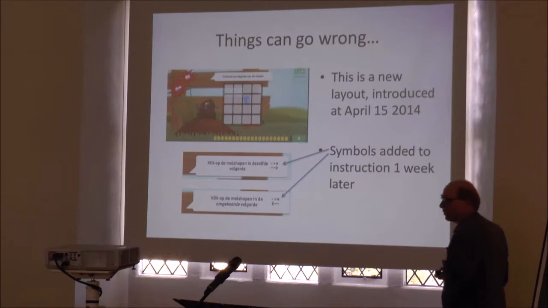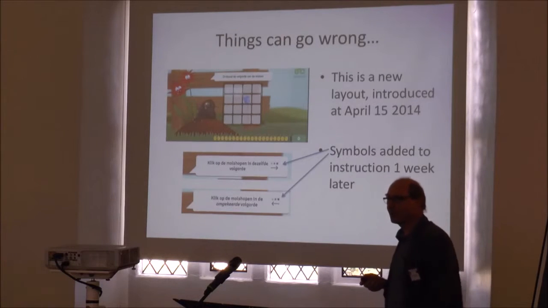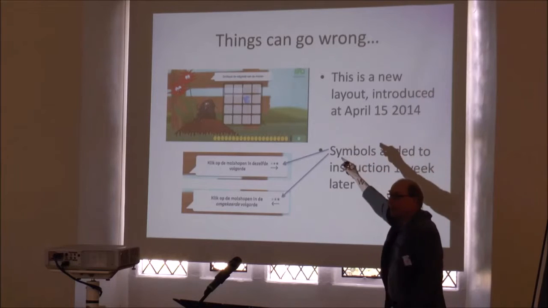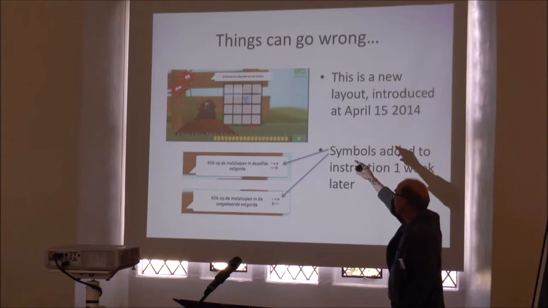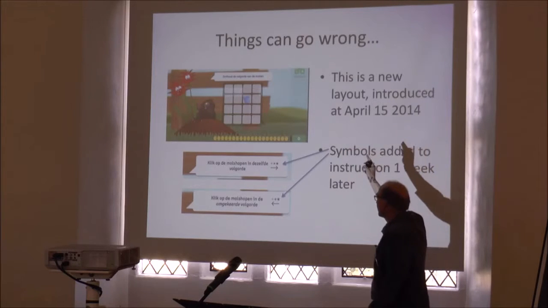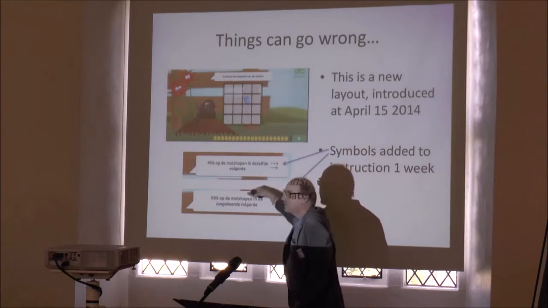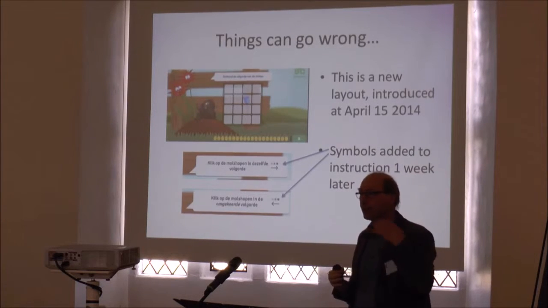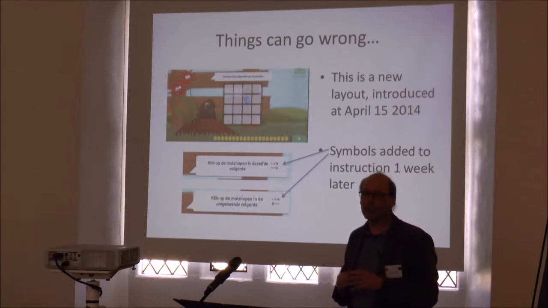Things that can go wrong. Let's show something that can go wrong. At some point in this small task, this working memory task, the graphical people decided that we need a new layout. That's always dangerous. And as I said, there was a backward and a forward variant. So sometimes they get these moles and then it says, okay, you have to do it backwards, and sometimes you had to do it forwards.